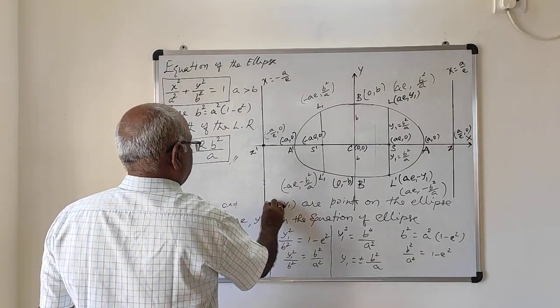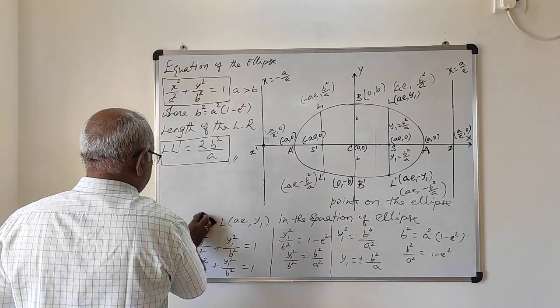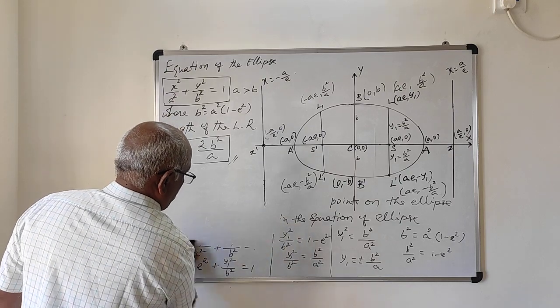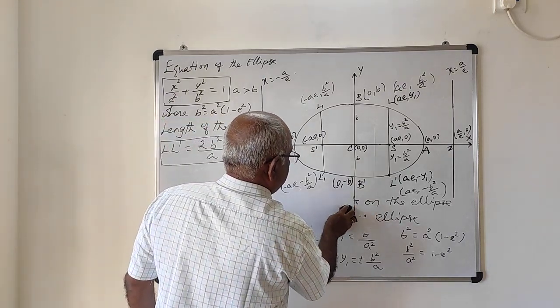Next, eccentricity is less than 1 for an ellipse. You know that? And one more point I am going to insist on.